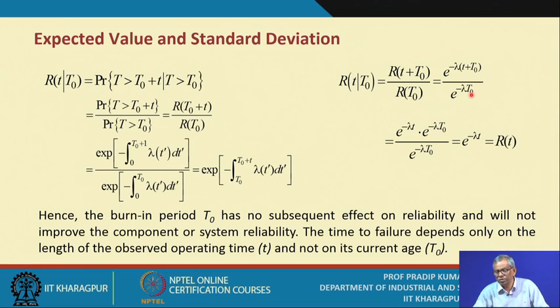That means the component will last up to T0 time period, and the component will last up to T plus T0 time period. Is it okay? So this is the conditional one, it has already lasted. What is the probability that it will further survive for a small t time period? So this way we define it, and ultimately we will get e to the power minus lambda t, and that is the reliability function. Is it okay?